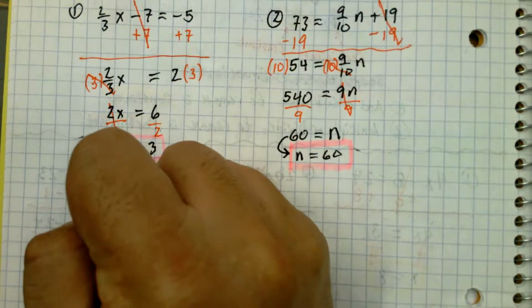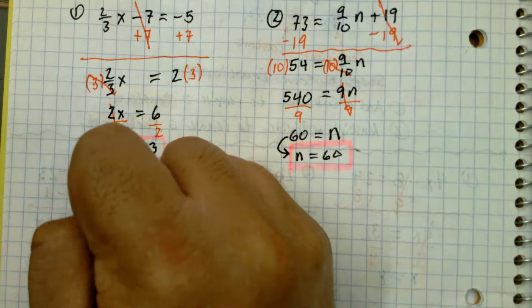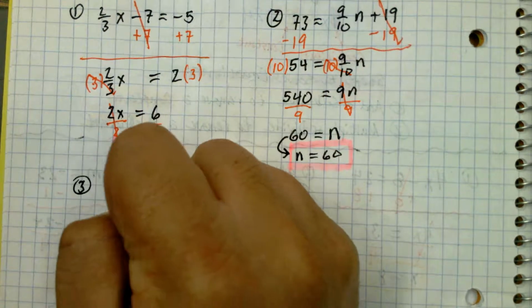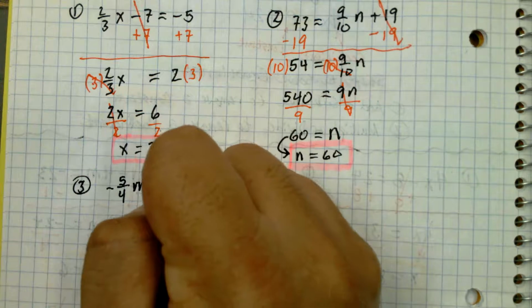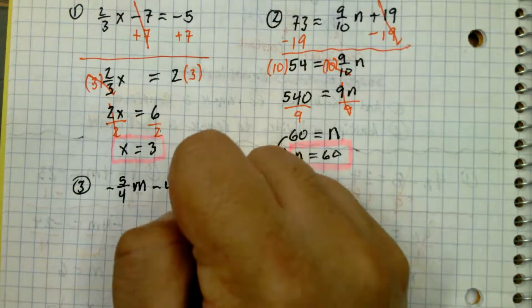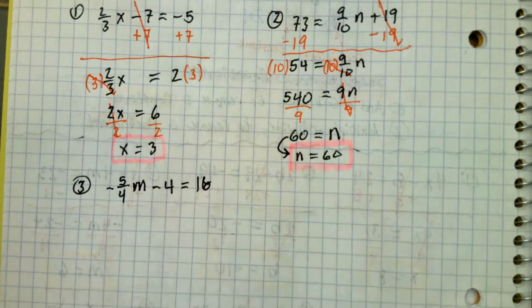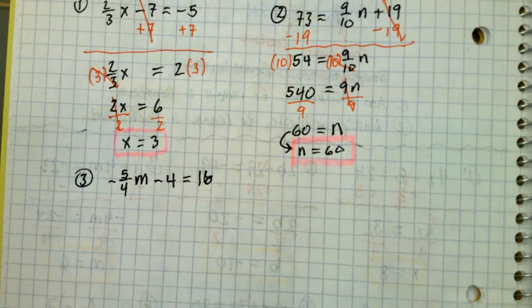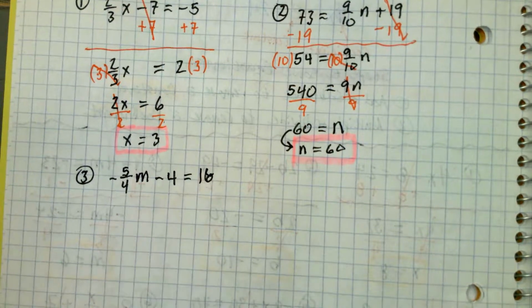Negative 5/4 times m minus 4 equals positive 16. Positive 16. Okay. So we're going to do this one now.